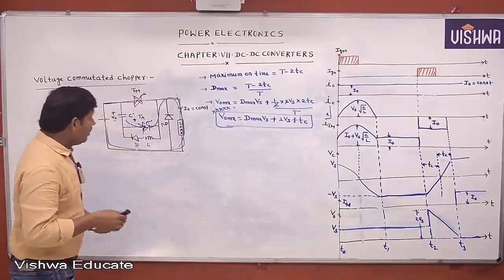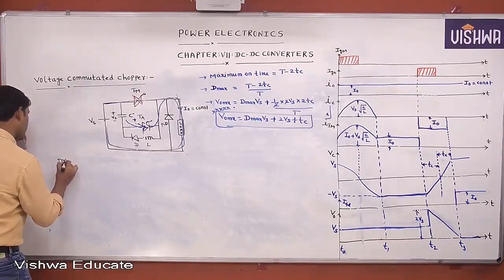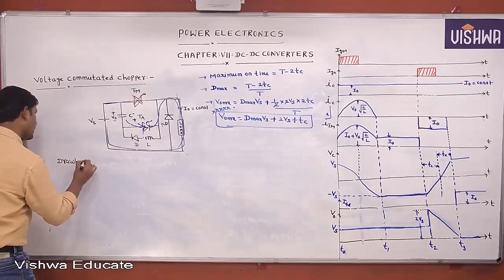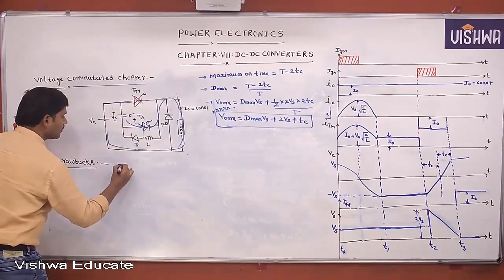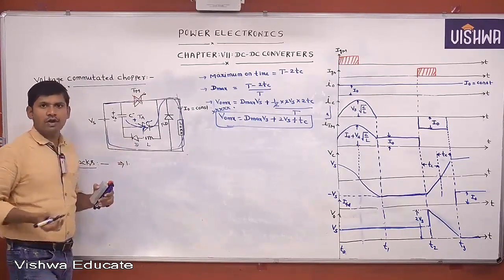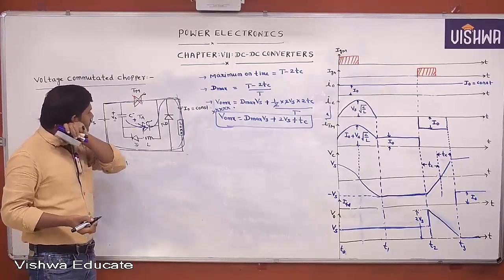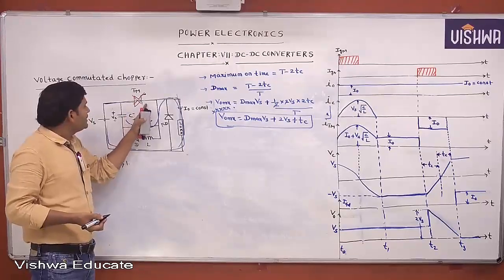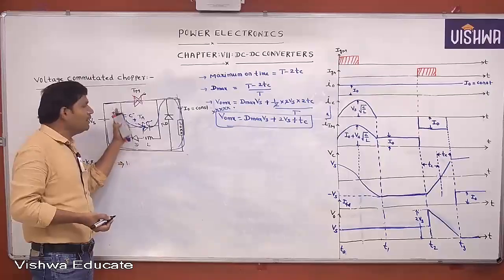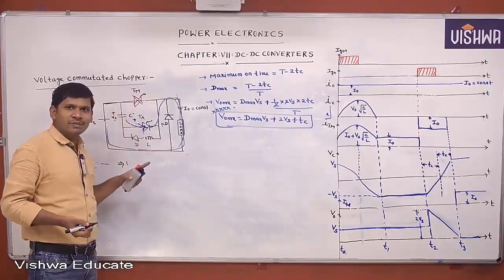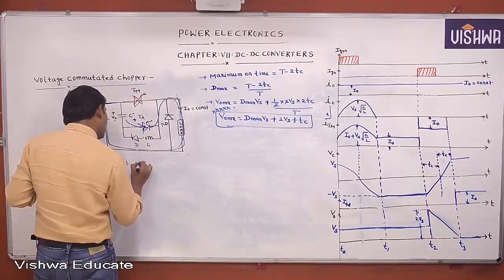Tell me, what are the drawbacks of voltage commutated chopper? You tell me. Yes. One drawback is the main thyristor carrying the high currents, because at the instant of main thyristor conduction it carries the load current, and main thyristor carrying the high currents means which increases the rating of the main thyristor.